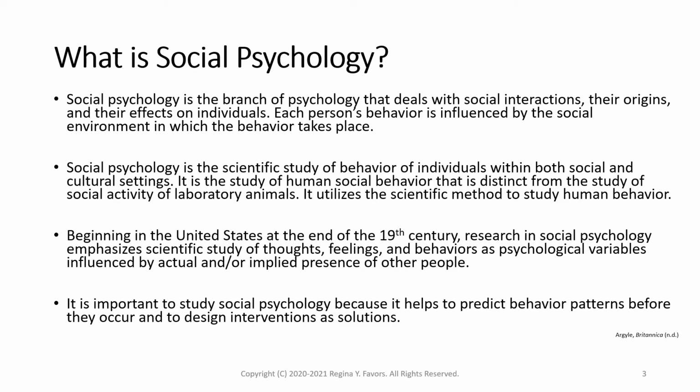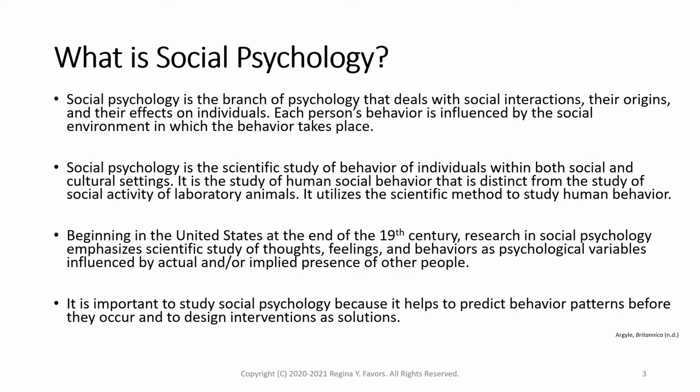What is social psychology? Social psychology is the branch of psychology that deals with social interactions, their origins, and their effects on individuals. Each person's behavior is influenced by the social environment in which the behavior takes place. Social psychology is the scientific study of behavior of individuals within both social and cultural settings. It is the study of human social behavior that is distinct from the study of social activity of laboratory animals. It utilizes the scientific method to study human behavior.